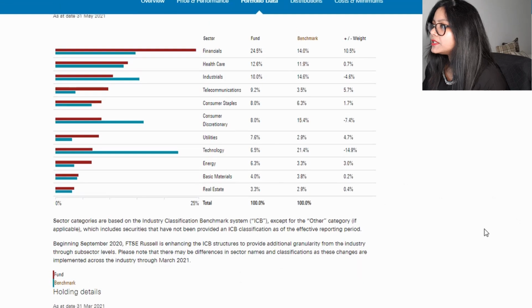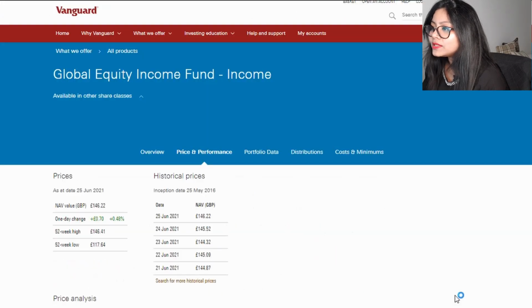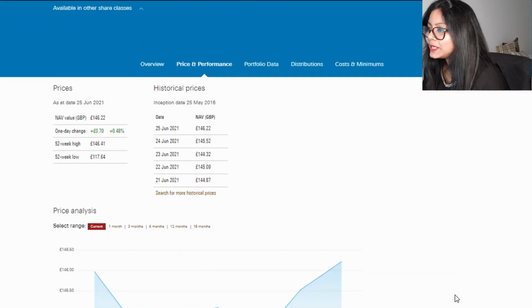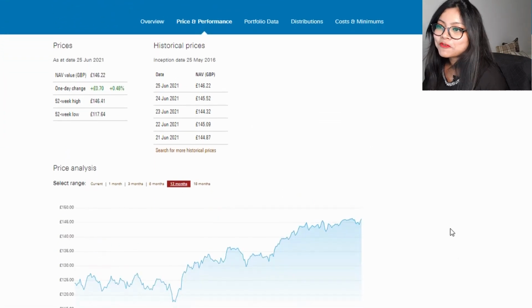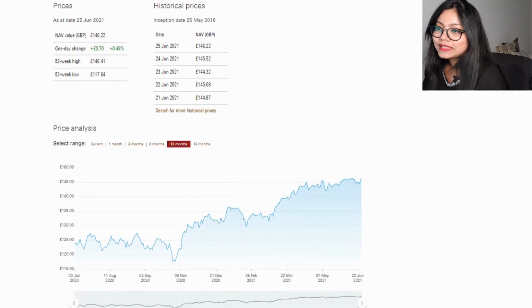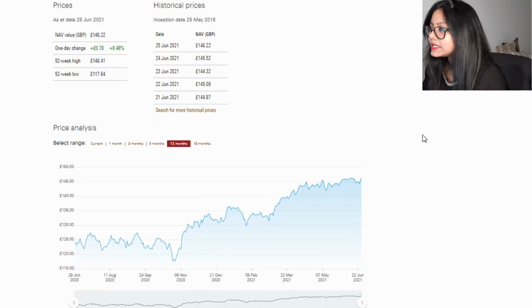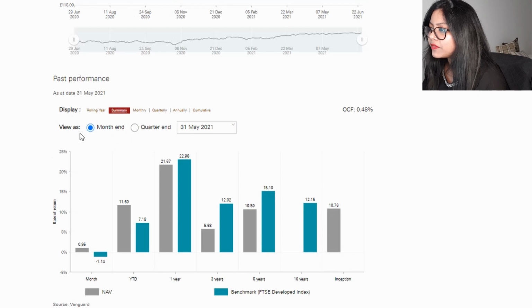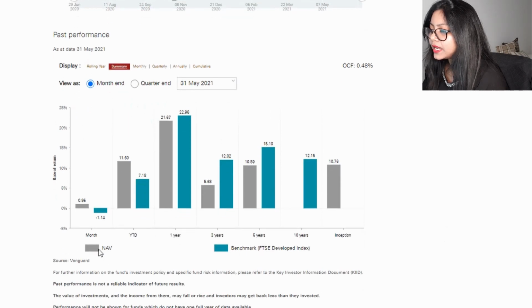So we can finish off with this fund by looking at some of their performance. It's always good to look at performance, even though past performance does not give you any indication of future performance, but it's something to look at. So let's look at their summary performance, the month end of May. So the fund is in gray and the benchmark is in teal color.